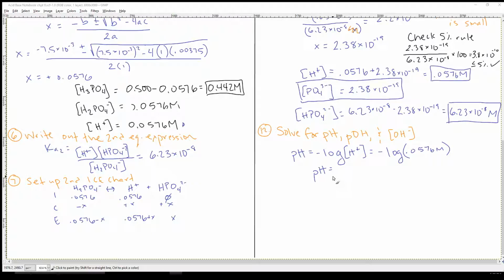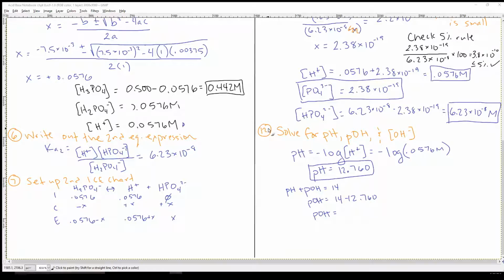pH is equal to 12. Now, how many sig figs do we want? 1, 2, 3. 3 sig figs inside of this log. So it went through the log, so that means that my answer's sig figs only count after the decimal. So 3 sig figs is like that. 12.760. Okay, that's my pH. So I can find my pOH by saying, well, pH plus pOH is equal to 14. So pOH is equal to 14 minus 12.760.